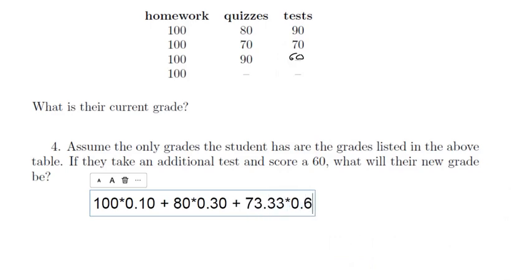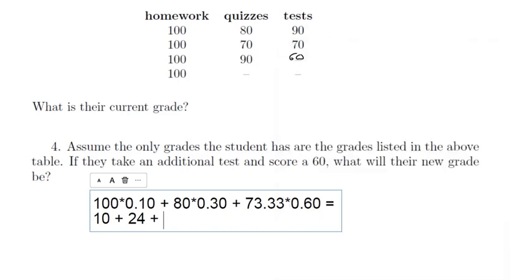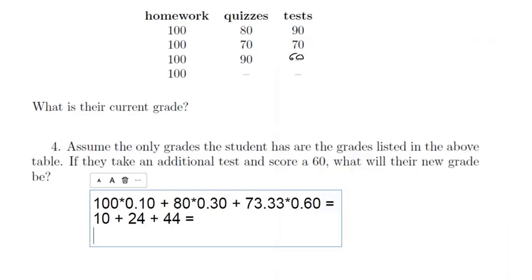And then tests are weighted at 60% of the overall grade. So tests, I got to do that, times 0.6. That's 44. So we got 44 plus 24 plus 10, so that's 78 for a total grade. So getting that 60 brought down their grade 2 points, because before the 60 the average was 80. So that's their new grade.